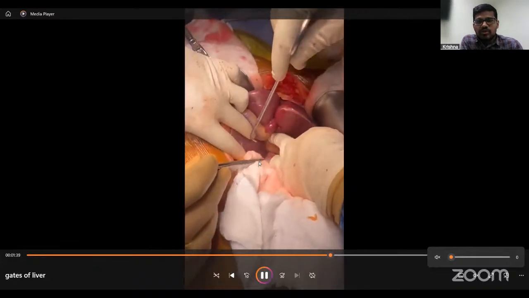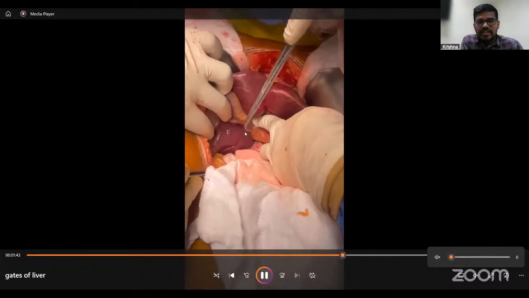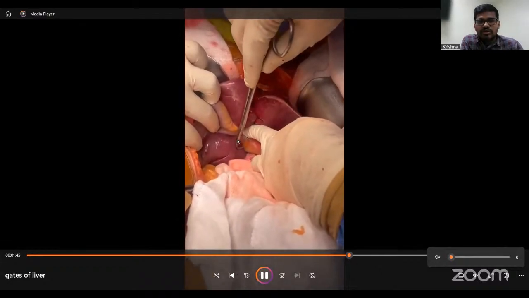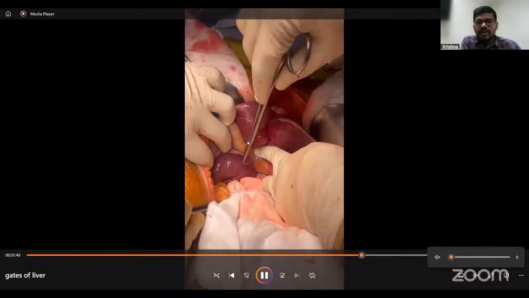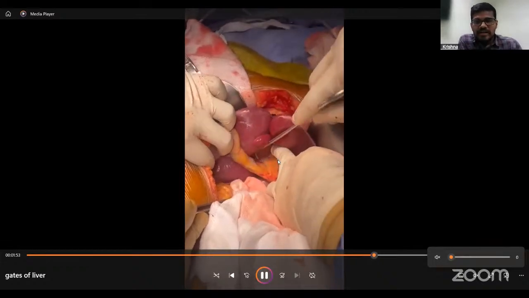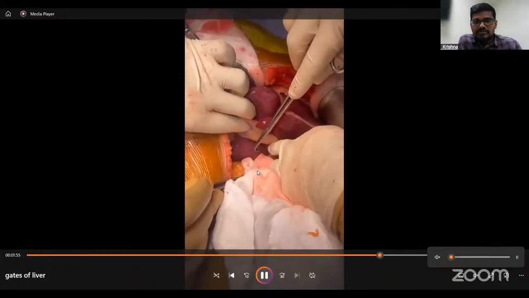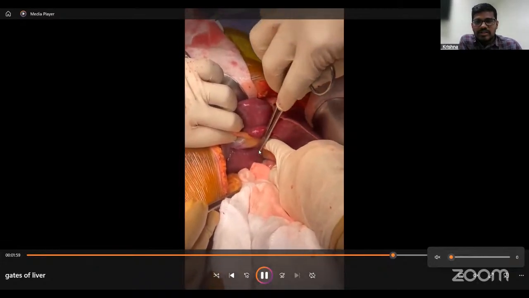This is the posterior pedicle. We are able to see the posterior pedicle here. So gate 5 is here. If we connect gate 5 and gate 4, we are controlling the anterior sector Glissonian pedicle. So this is gate 5.